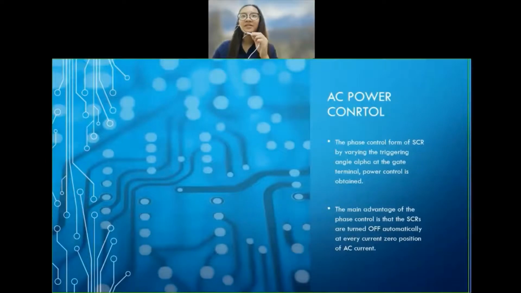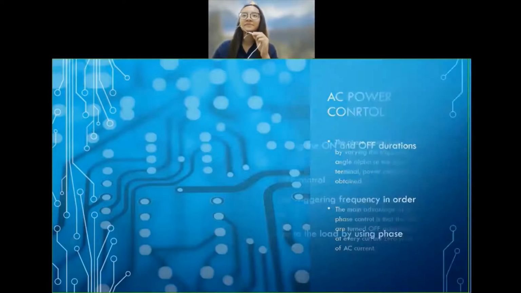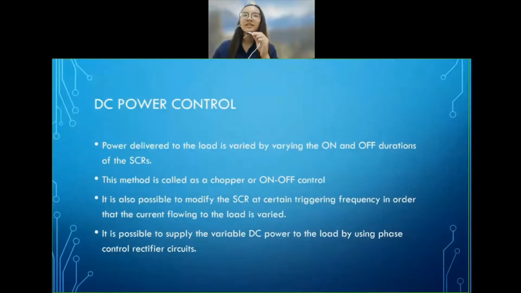The first application of SCR is AC power control. In the phase control form of SCR, by varying the triggering angle alpha at the gate terminal, power control is obtained. The main advantage of the phase control is that the SCRs are turned off automatically at every current zero position of AC current.